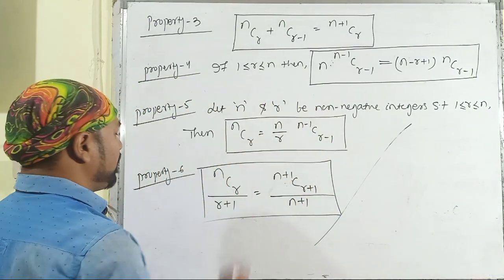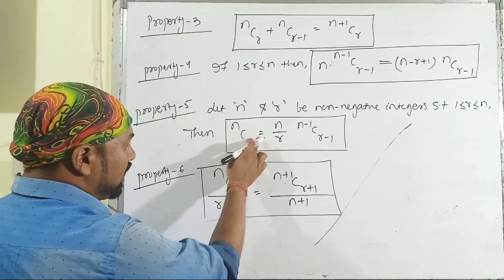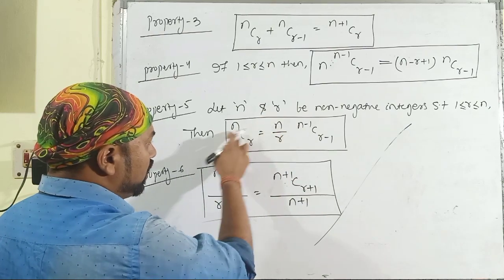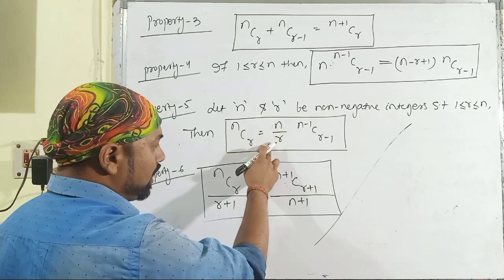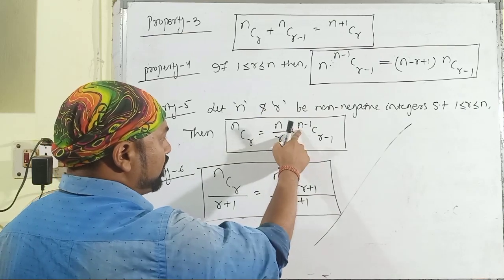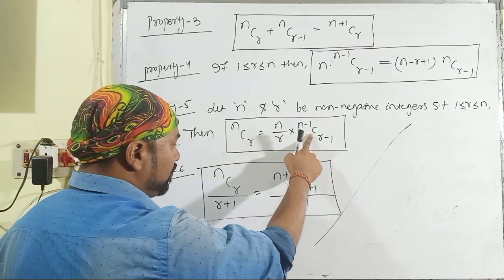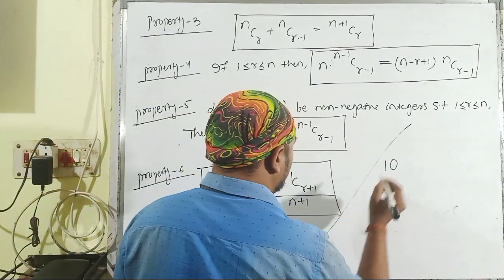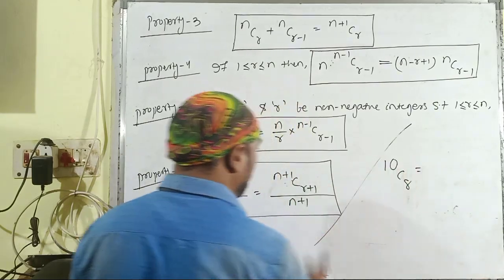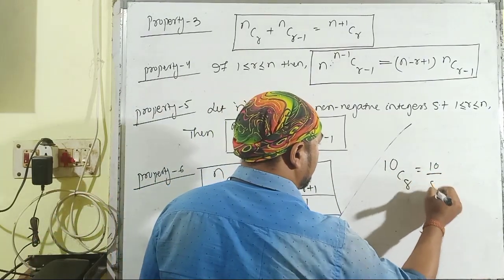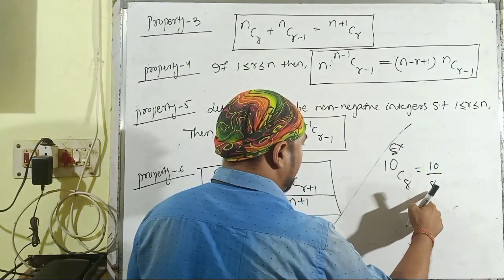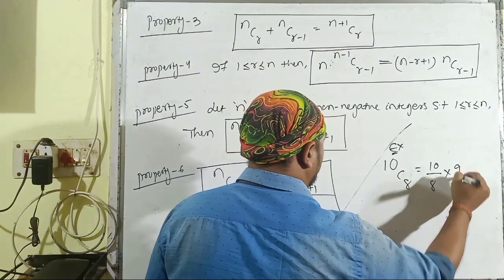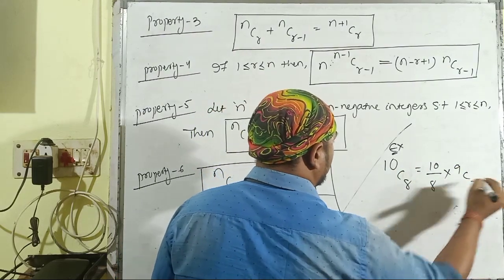Let us consider property number 5 here. NCR can be defined as the multiplication of n divided by r, multiplied with the previous number of n, that means n minus 1, combination the previous number of r, that means r minus 1. Suppose I am considering here 10C8, then this will be 10 divided by 8, multiplied with the previous number of 10, it is 9, C, the previous number of 8, it is 7.